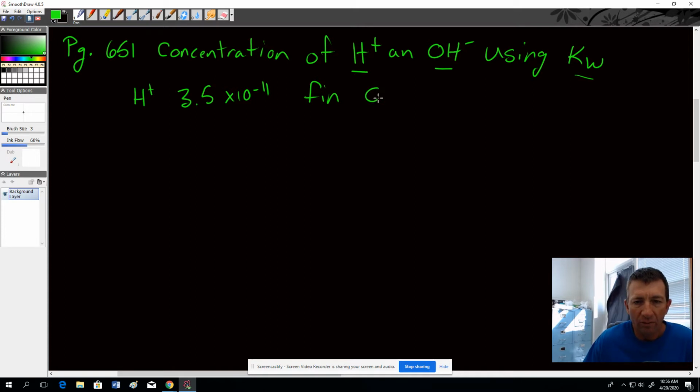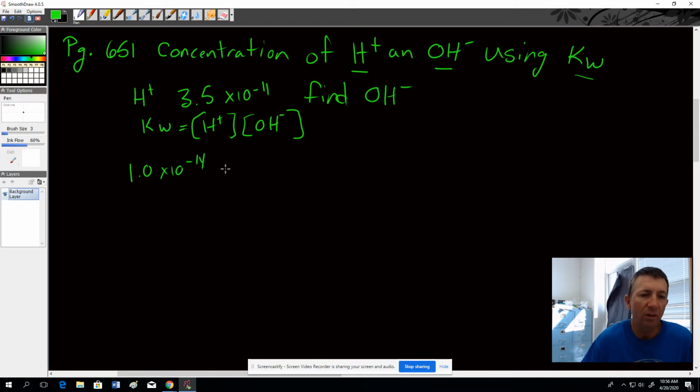And we want to find the opposite. So we want to find what our OH- concentration is. So we're going to use our formula that Kw equals H+ times OH-. That's the formula that we're going to use. So remember, Kw is a constant. Kw is always 1.0 times 10 to the negative 14th.